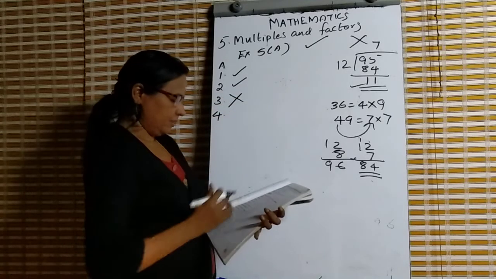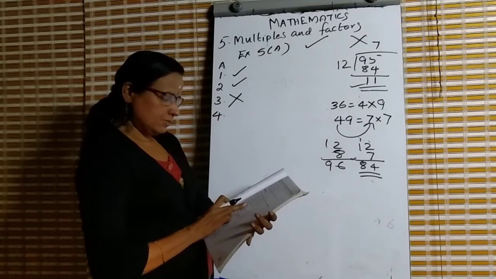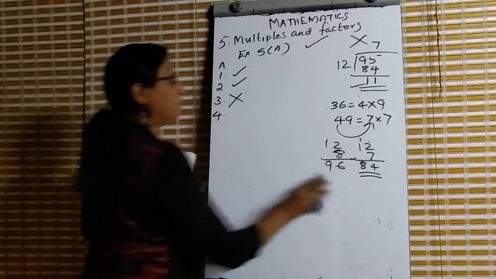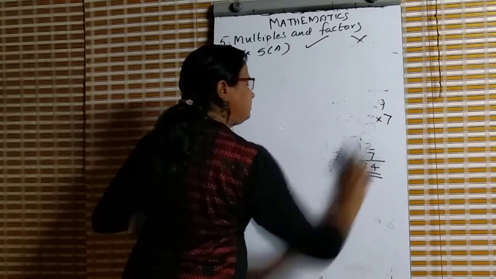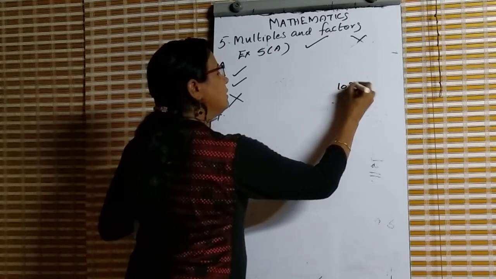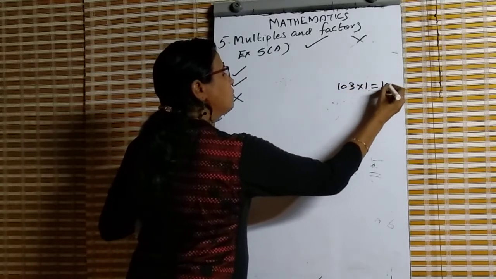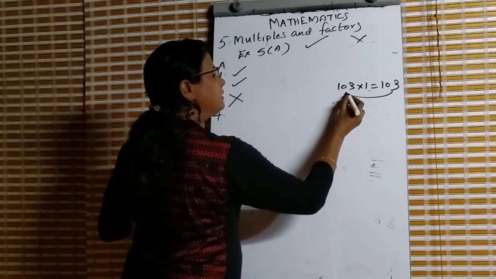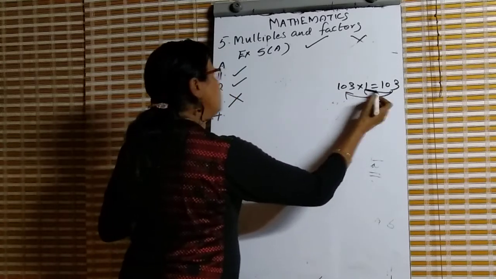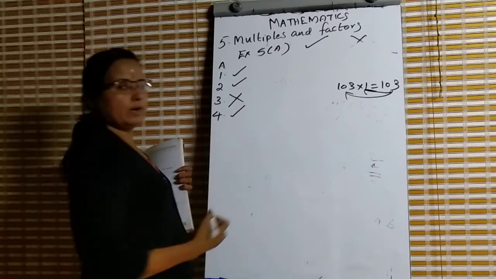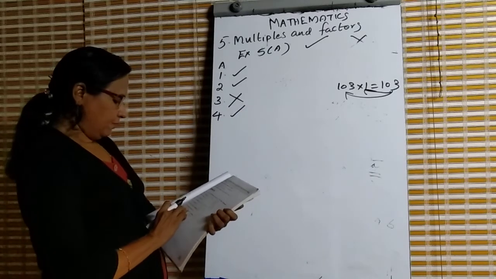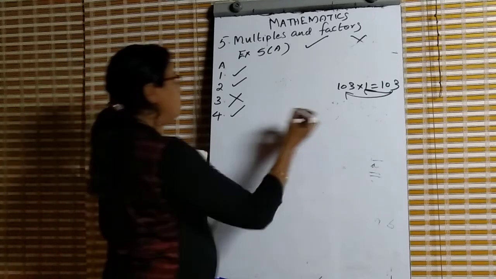Then fourth question. 103 is a multiple of 1. Listen. 103 into 1 is equal to 103. 103 is a multiple of 103 and 103 is a multiple of 1. So it is true. Then 120 is a multiple of 14.